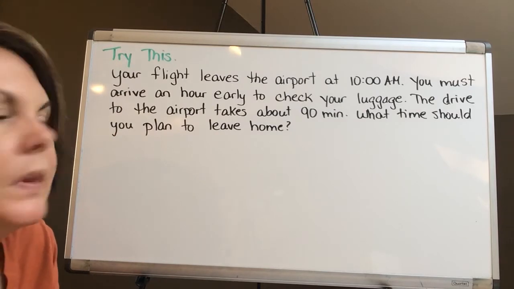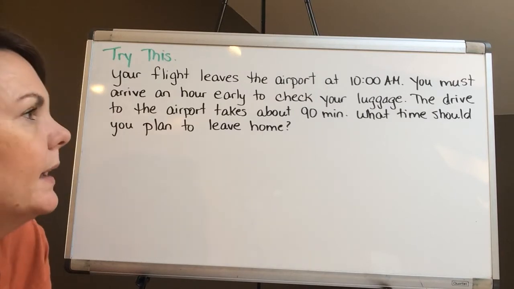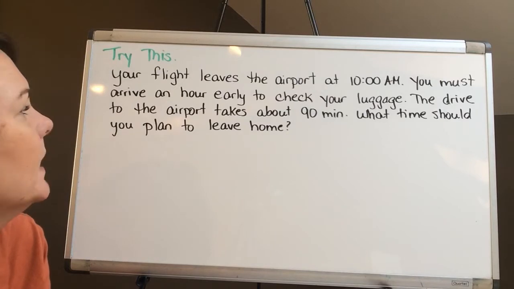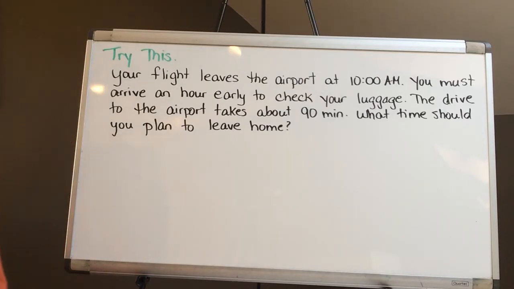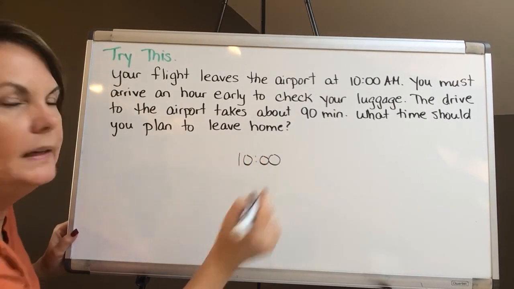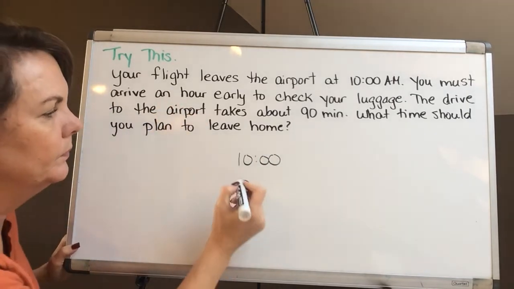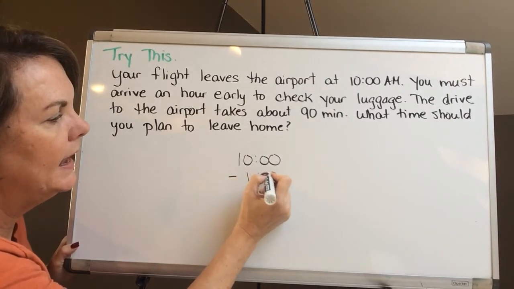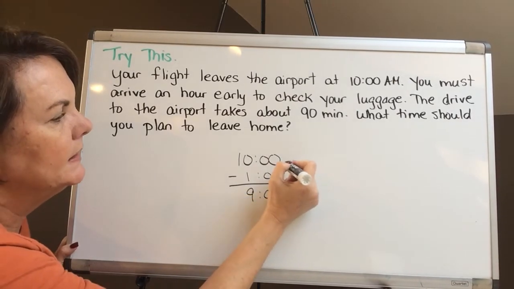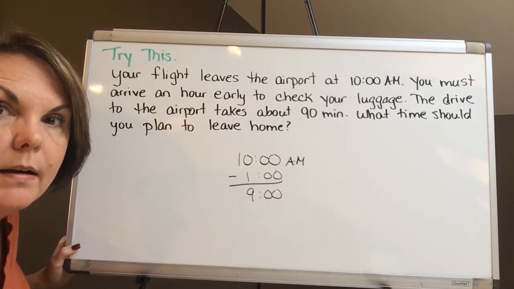Okay, let's try one. Your flight leaves the airport at 10 a.m. You must arrive an hour early to check your baggage. The drive to the airport takes about 90 minutes. What time should you plan to leave home? Okay, now 10 o'clock is your flight. Now remember, you have to arrive an hour early. So I'm going to take the 1 hour off, and that's going to bring it to 9 o'clock. This is a.m. Okay, so now you have to really be there at 9, not at 10.